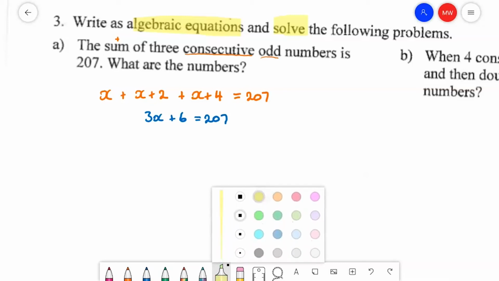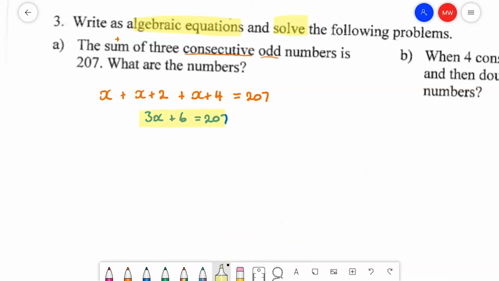So we've successfully done the first part of this question. We have created an equation. Now we need to solve it. And that is just the balance method. That's the only method that you guys have got at this stage. So let's just jump straight to it. Let's remove that 6 by taking 6 from both sides. All I've got left is 3x's. And on this side, I've got 201. Now what I want to do is I want to divide by 3 on both sides. All I have left is x. And all I have left is 67.